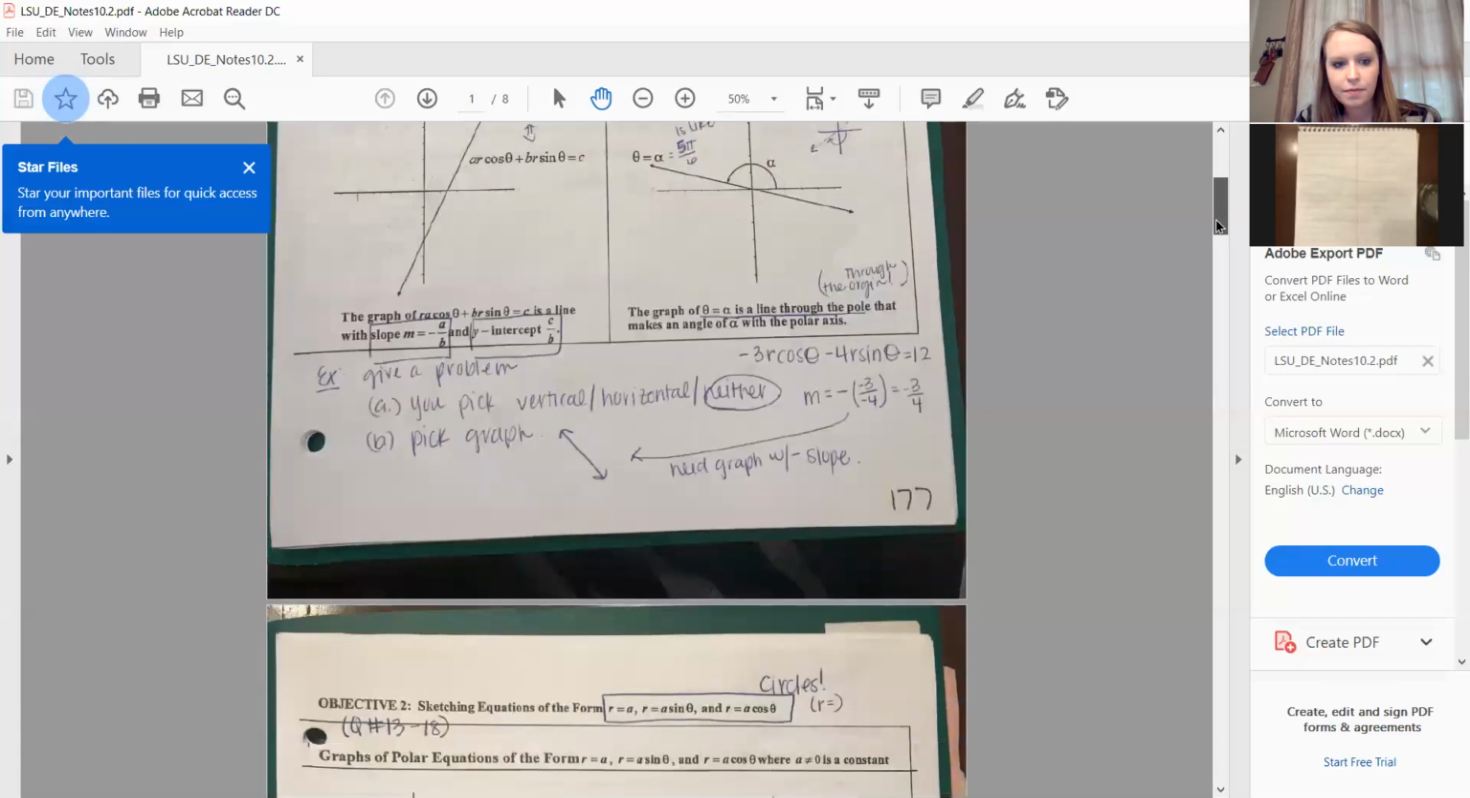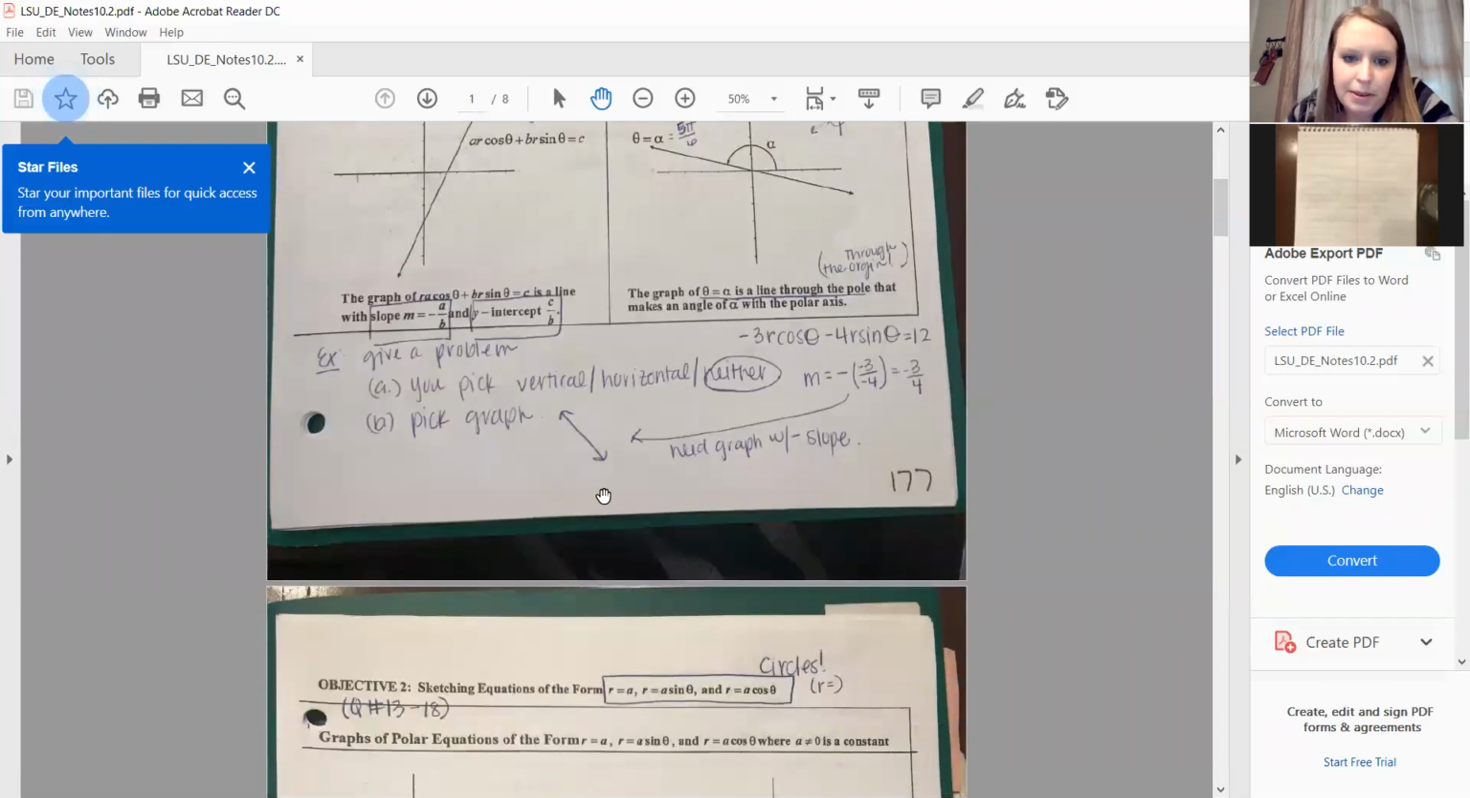This is just how it'll be set up, and I did one. It gives a problem, and you pick, is it vertical, horizontal, or neither? So this was the problem: -3 r cosine minus 4 r sine. Since I had cosine and sine, it's neither. So then I just had to find my slope. That's negative a over b. So -3 over -4 is a positive 3/4, but this negative in the front makes it a negative 3/4.